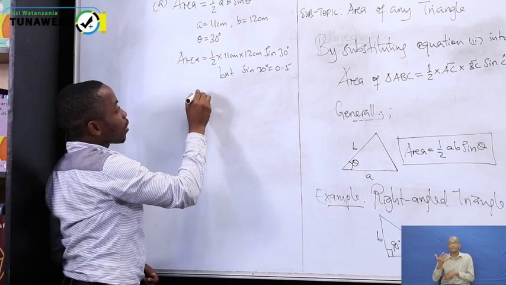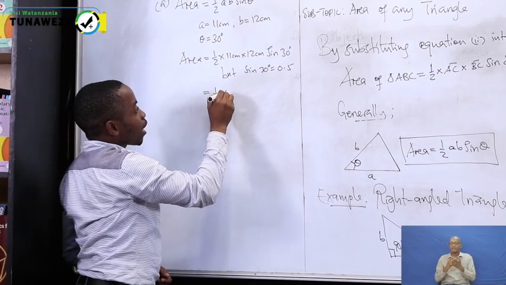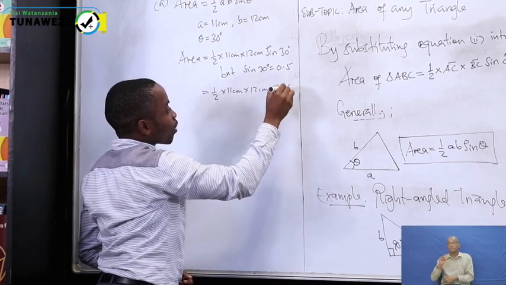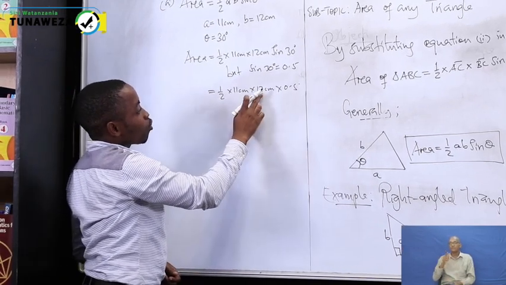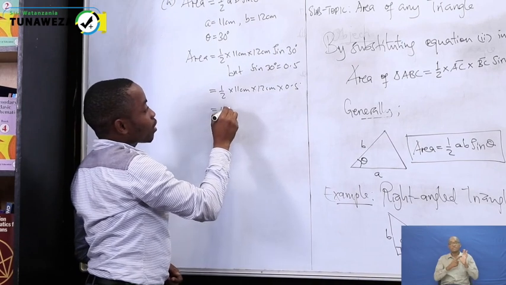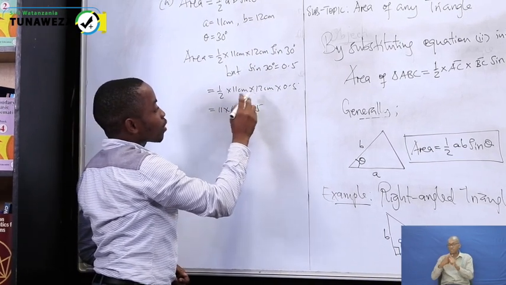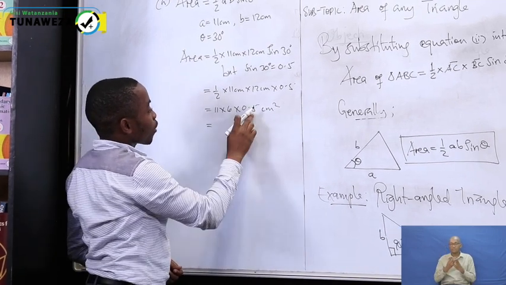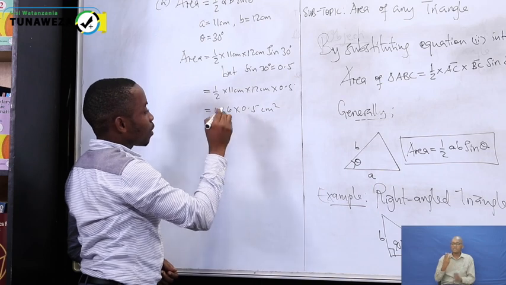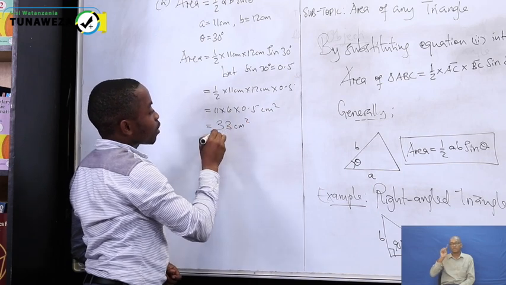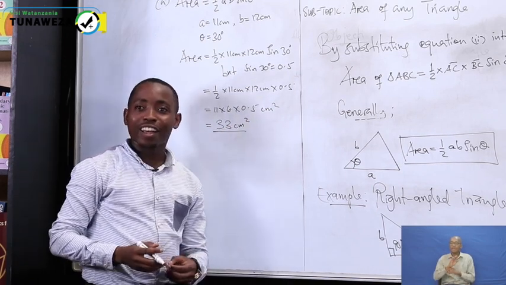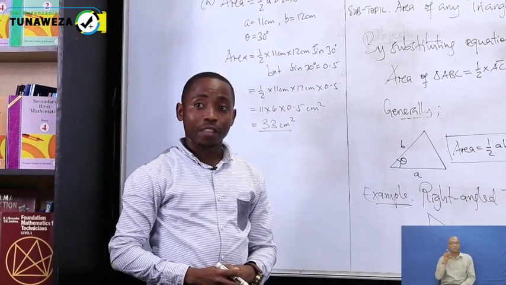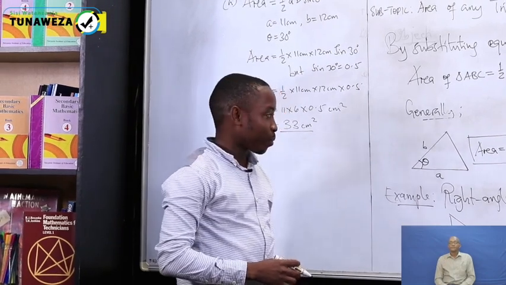What will be our area then? Our area will be equal to a half times 11 centimeters times 12 centimeters times 0.5. Here, this one and this one will be 6. So we get 11 times 6 times 0.5. Centimeter and centimeter will be centimeter squared. The answer will be 33 centimeter squared. So this is the area of our triangle in part A.